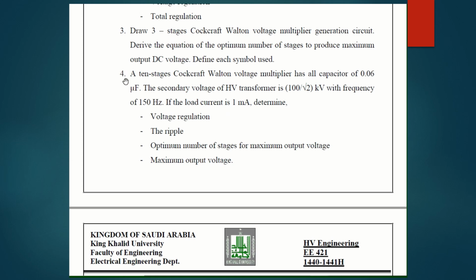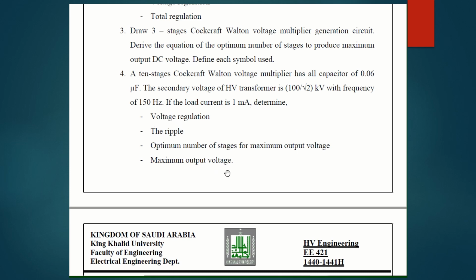So here, question 4, he said, a 10 stages Cockcroft-Walton voltage multiplier has all capacitors of 0.06 microfarad. The secondary voltage of the high voltage transformer is 100 divided by root 2 kilovolt with a frequency of 150 hertz. If the load current is 1 milliampere, determine the voltage regulation, the ripple voltage, and the optimum number of stages for maximum output voltage and the maximum output voltage.